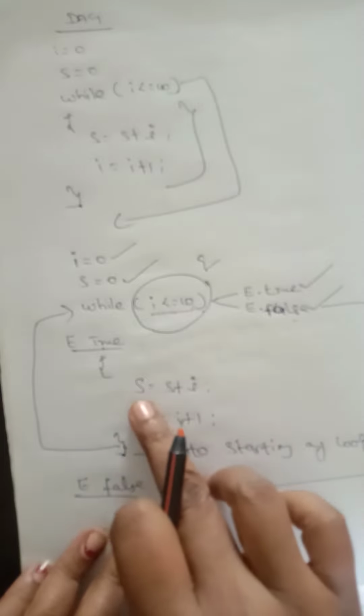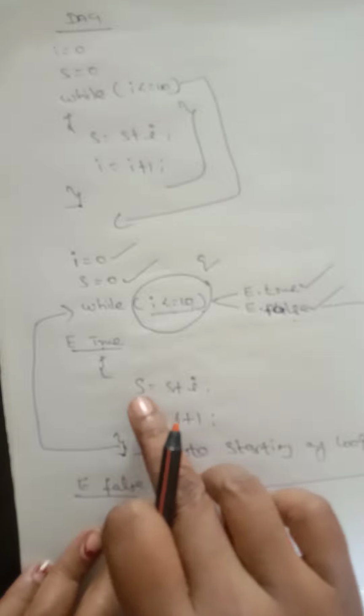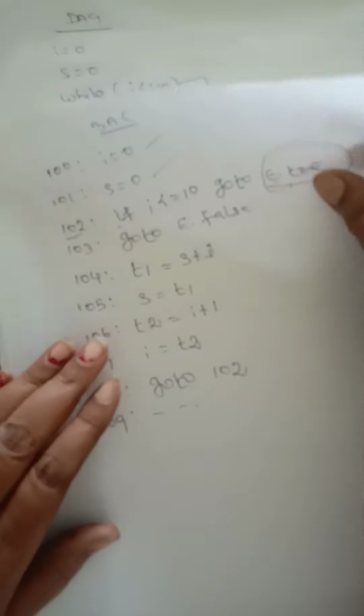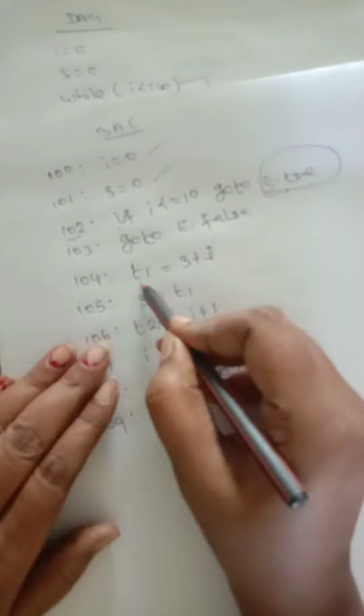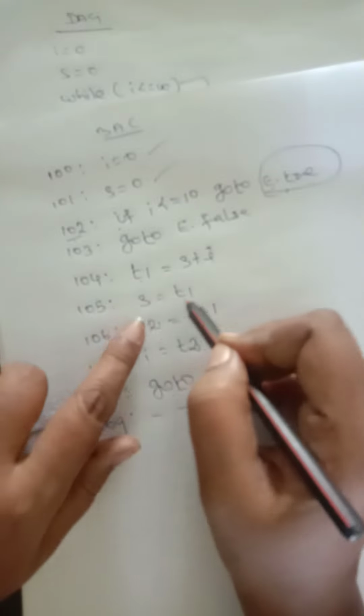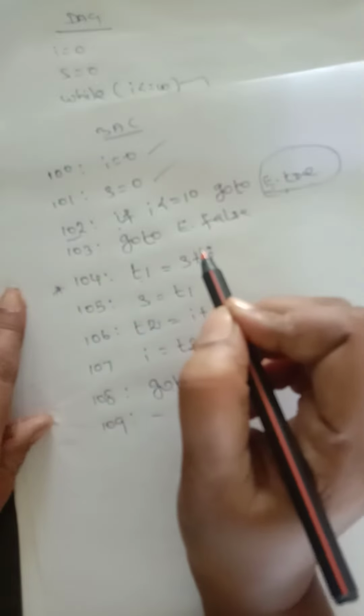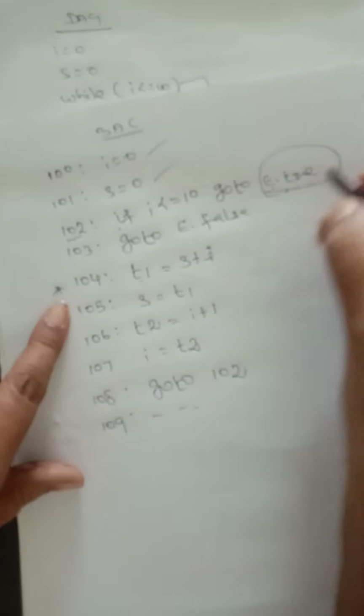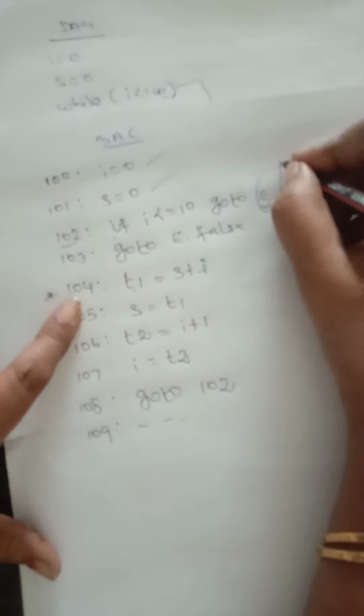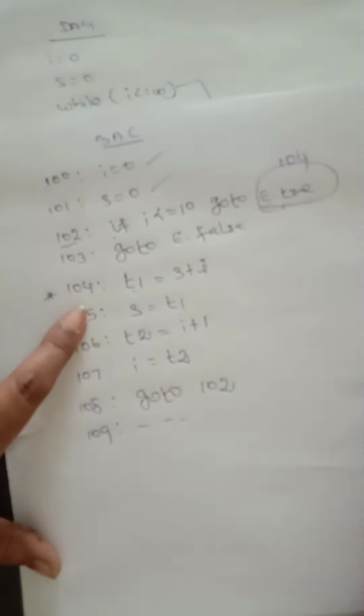So we have to find out the starting address of S. What is the starting address of S? T1 equal to S plus I, S equal to T1. The starting address is 104. The starting address of the E dot true is 104. So instead of E dot true, just write 104. Okay, next.